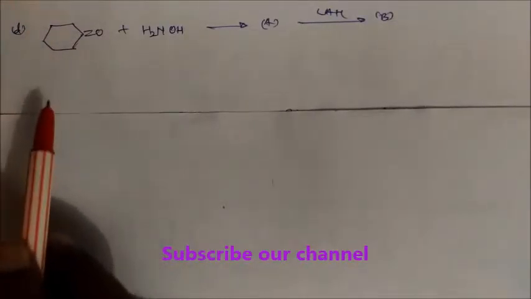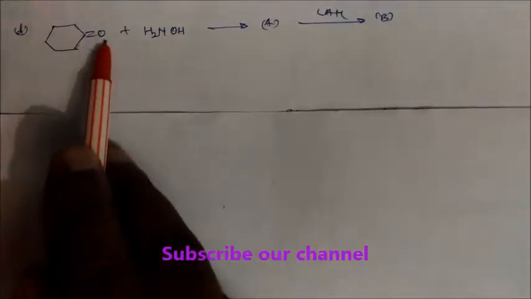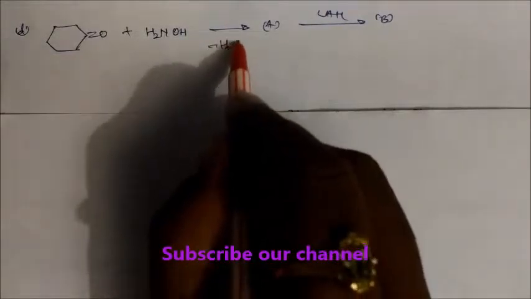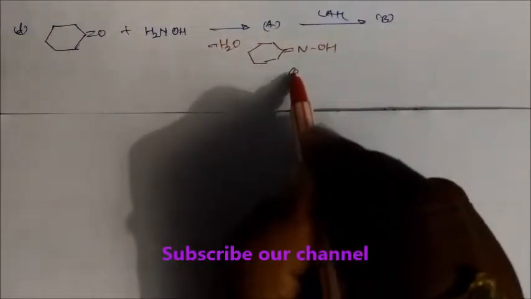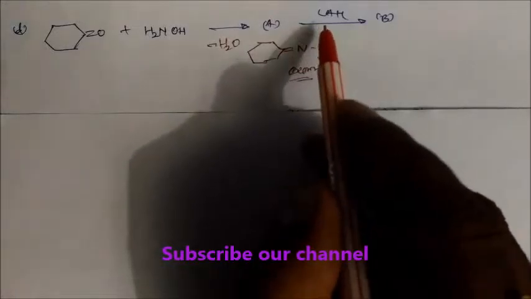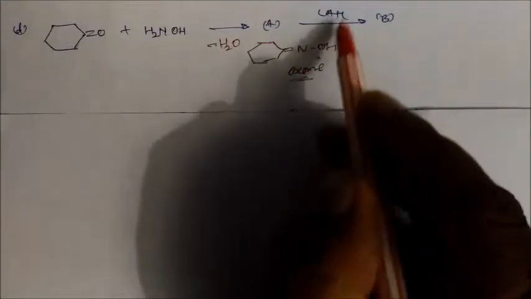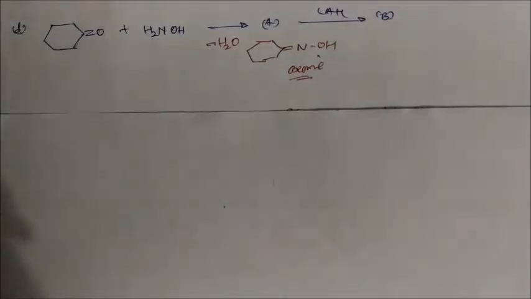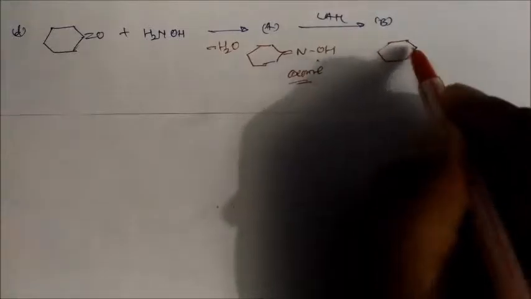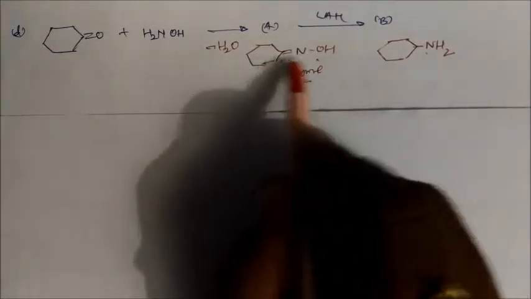This is a ketone, and in the reaction with H2N-OH, the hydrogen and oxygen will condense into water. So this compound will be converted into nitrogen with OH. You will get the product oxime. This is called an oxime. And again by using lithium aluminium hydride followed by water hydrolysis, this will convert into your amine. This will be reduced to a primary amine, NH2. The OH will be converted into H2O, and it will be converted into a primary amine.